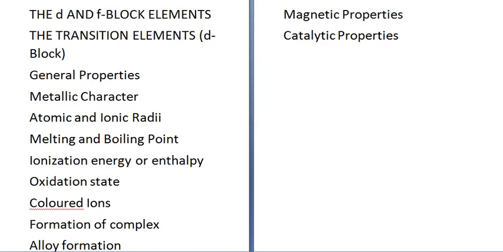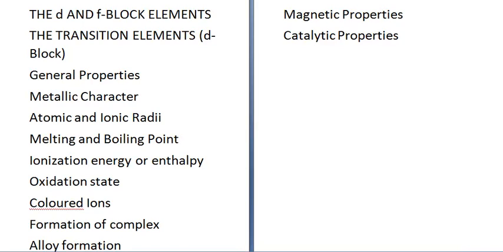Now next is catalytic processes. In catalytic processes, the transition elements, because of the presence of vacant d orbitals, can accept electrons from reactant atoms and form intermediate compounds which provide a low energy path for the reaction. Certain metal compounds provide a low energy path for reaction by change of oxidation states, like vanadium can change from +5 to +4 during oxidation of SO2 to SO3. So these are the various properties of transition elements or d block elements.